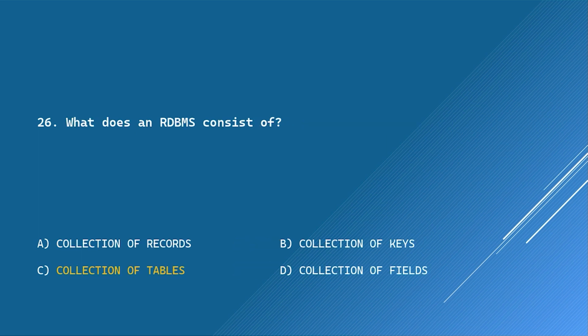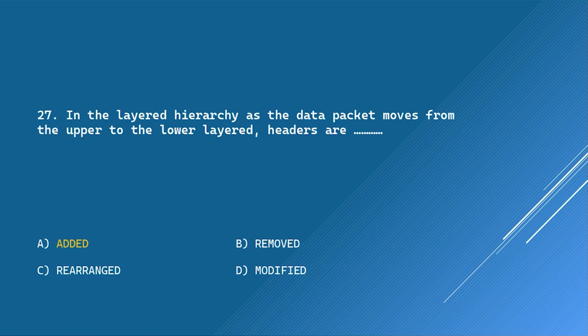26. What does an RDBMS consist of? A. Collection of records, B. Collection of keys, C. Collection of tables, D. Collection of fields. Correct answer is collection of tables. 27. In the layered hierarchy, as the data packet moves from the upper to the lower layers, headers are: A. Added, B. Removed, C. Rearranged, D. Modified. Correct answer is added.